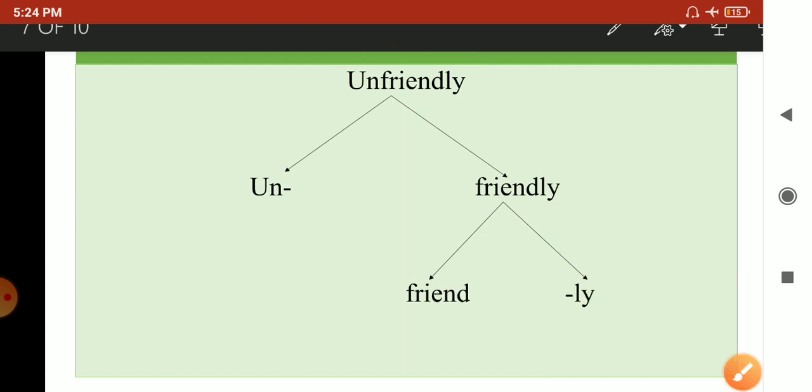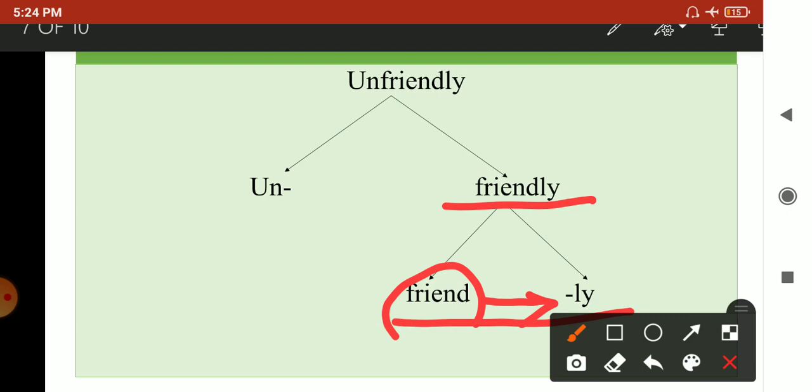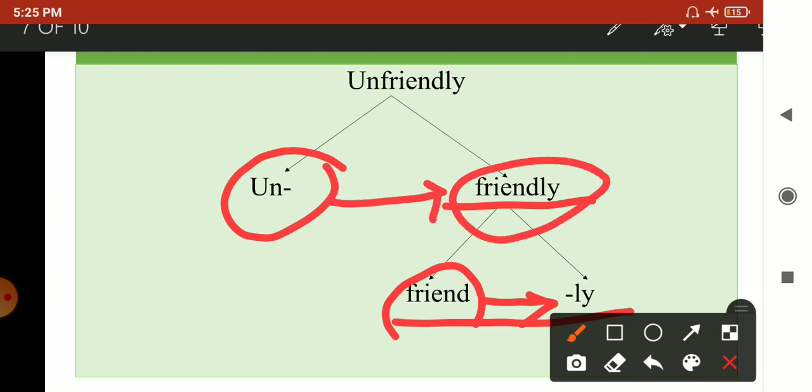The process of formation of unfriendly is this. First you have this word friend, to which you attach the ly suffix, and thus friendly. The word friendly is formed. To this word you attach another prefix and you make the negative of friendly, unfriendly.